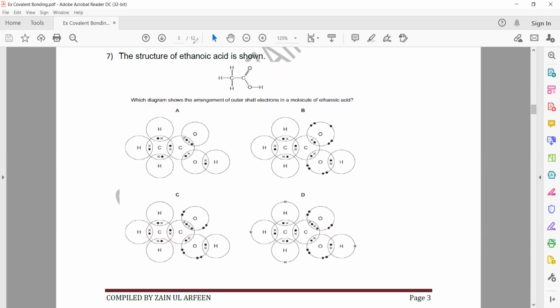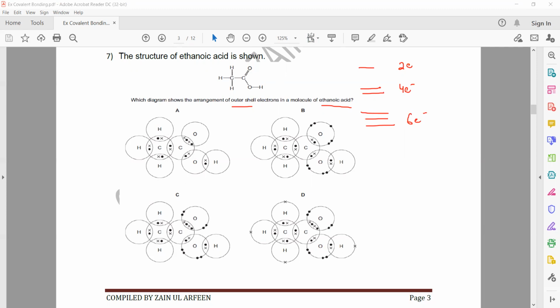In question 7, this is a structure of ethanoic acid. Which diagram shows the arrangement of outer shell electrons in a molecule of ethanoic acid? It's easy to understand: each line represents a pair of electrons, or 2 electrons. A single line means one pair of electrons. Two lines mean 2 pairs, a total of 4 electrons between them. Three lines mean a triple covalent bond, with 6 electrons between them. So between carbon and hydrogen there should be a pair of electrons.